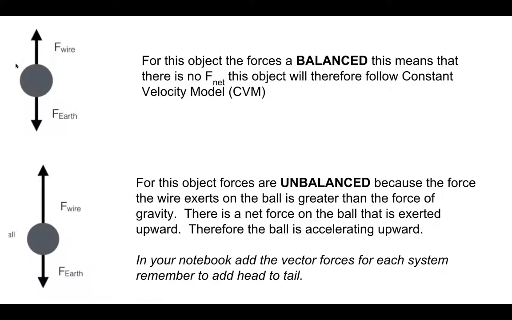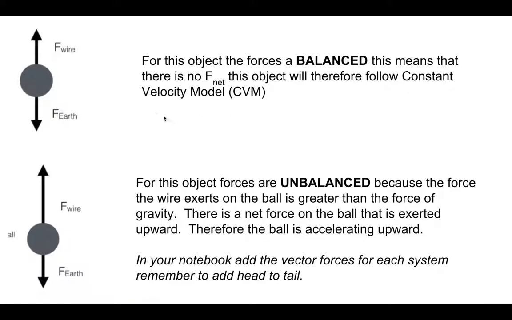So there's this idea, right, of forces being balanced or unbalanced. And what does that mean? How can forces be unbalanced? Well, that's really when we look at a system, whether or not forces can be balanced or unbalanced. So here we have two objects, two different free body diagrams, right? This is the one we originally saw with the ball on the wire, and remember I said that it was balanced, right? And that means that there's no F net. Therefore, it will follow the constant velocity model.